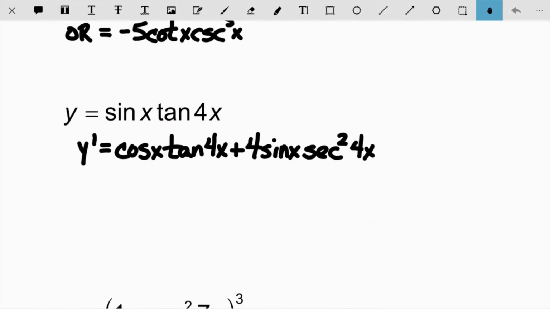All right, now we've got sine x times the tangent of 4x. And for this one, you can see that I did the product rule. And then just don't forget to do the chain rule when you take the derivative of that tangent 4x, when you do that within your product rule.